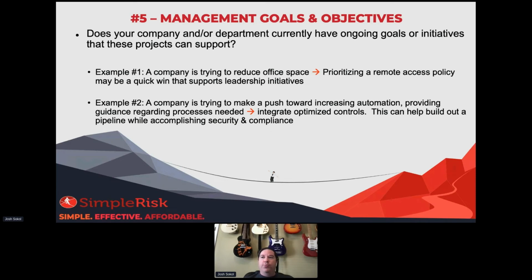And now all of a sudden, we're helping them do this automating thing while at the same time accomplishing our security and compliance goals. Right? So we've done both things all together.